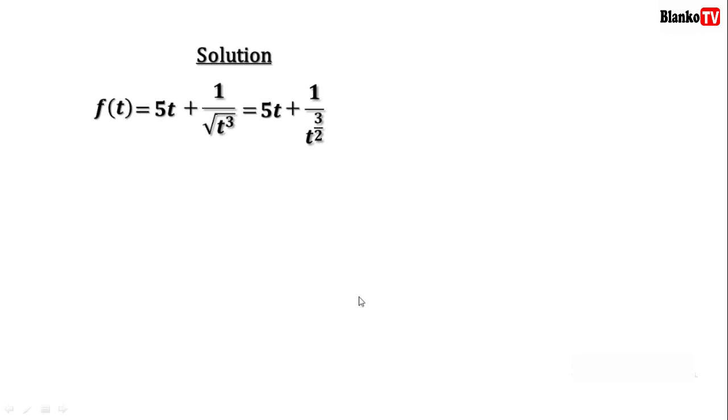Okay, so let's continue. So we have 5t raised to the power 1. And how do we get that? Any number that is raised to the power 1 is the same number. Okay, so t raised to the power 1 is the same as what? t. And when t multiplies 5 is 5t. So this 5t is the same as what? 5t raised to the power 1. I hope you are following it.